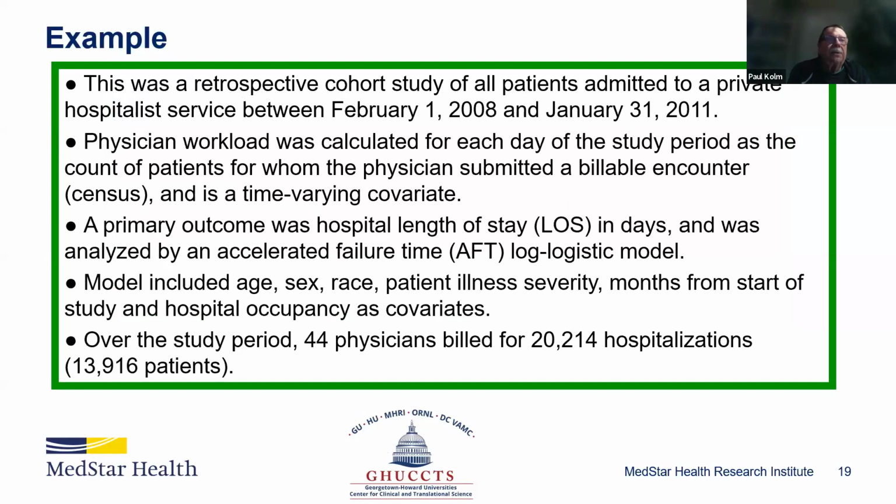I want to use an example here that we did some years ago that's actually quite a complicated design, but it's really easy to do because the software does it all for you. This was a retrospective cohort study of patients admitted to a private hospital service. The primary independent variable of interest was physician workload, which in the analysis here is referred to as census. So when you see census, that corresponds to the physician workload. And of course, that can change from day to day.